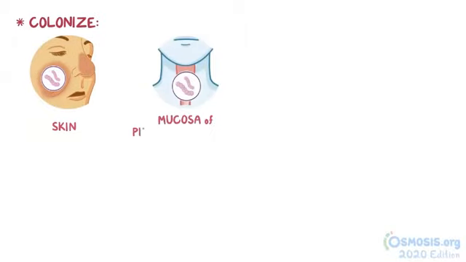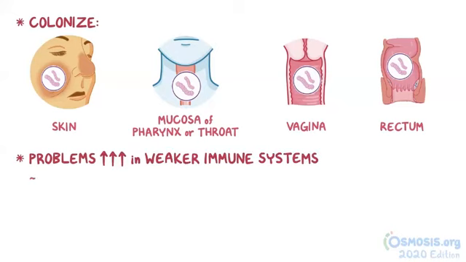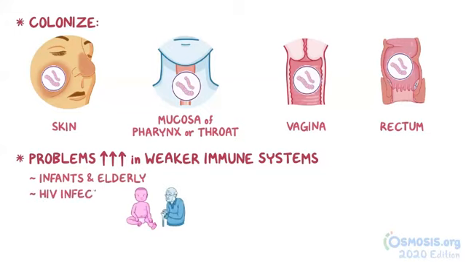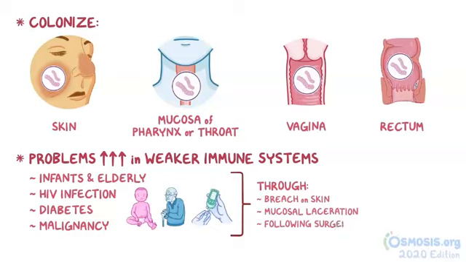Surprisingly, despite all that powerful arsenal, strep pyogenes can actually peacefully colonize the skin, the mucosa of the pharynx or throat, the vagina, and the rectum. It doesn't do any harm so long as the immune system keeps them in check, restricting their growth and preventing them from spreading somewhere else in the body. Problems arise in individuals with weaker immune systems, like infants and the elderly. Other immune-weakening conditions include HIV infection, diabetes, or a malignancy. In these cases, strep pyogenes usually gets in the bloodstream through a breach in the skin, a mucosal laceration, or following surgery.